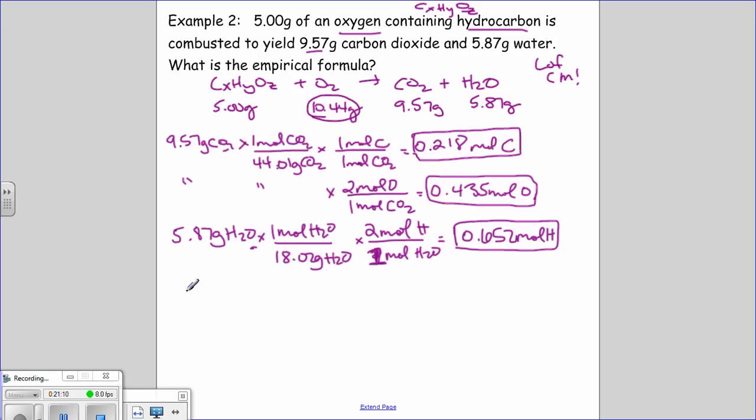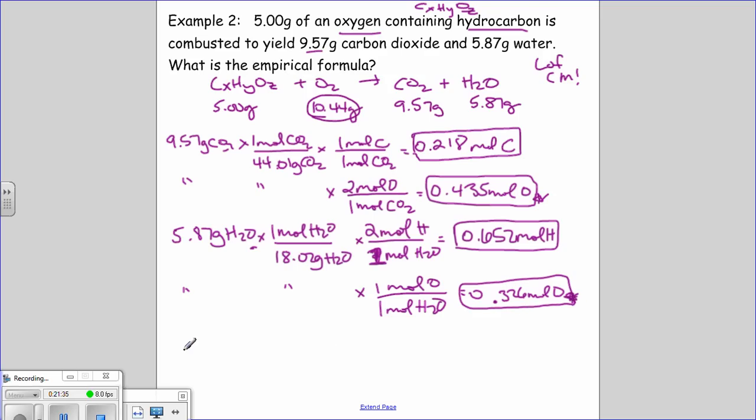Okay, same thing down here for water. But here I'm going to say 1 mole of water contains 1 mole of oxygen. So that number is going to give me 0.326 moles of oxygen. Okay, we're going to get back to this number in just a second.